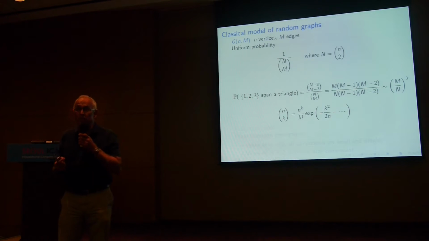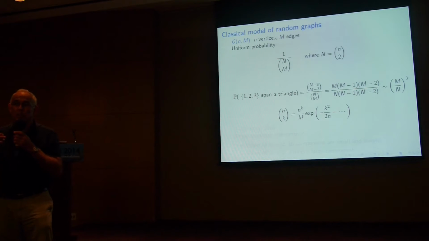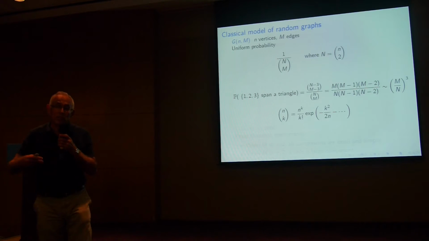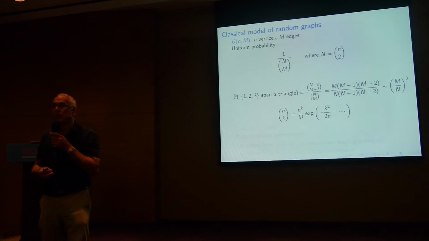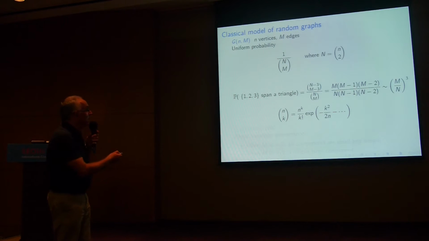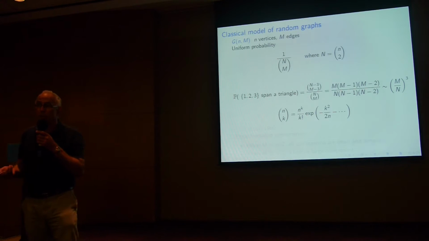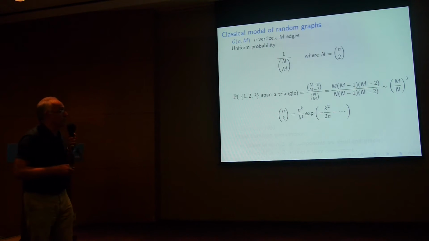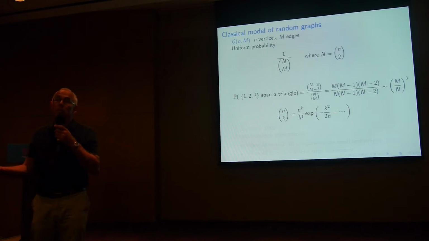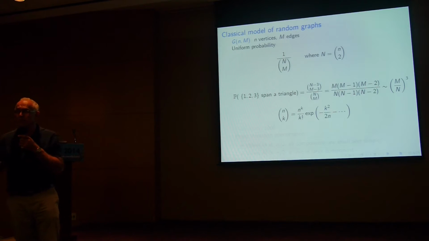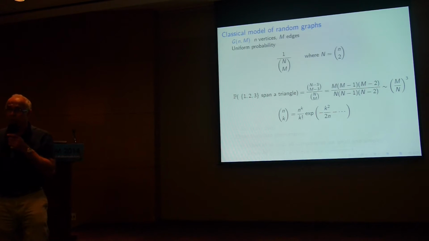So here is the basic model of random graphs. You have n vertices and m edges. And then you take the uniform distribution among all graphs with n vertices and m edges. So capital N will be used to denote n choose 2, which is the total possible number of edges you have among n vertices. Among all these possible edges, you choose m. And then you get m edges. So this is the uniform distribution. And then how do you compute probabilities of events? Let's take a very simple example. Which is the probability that vertices 1, 2, 3 span a triangle?